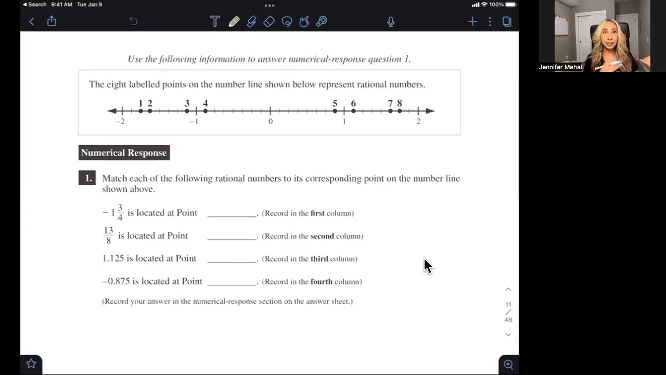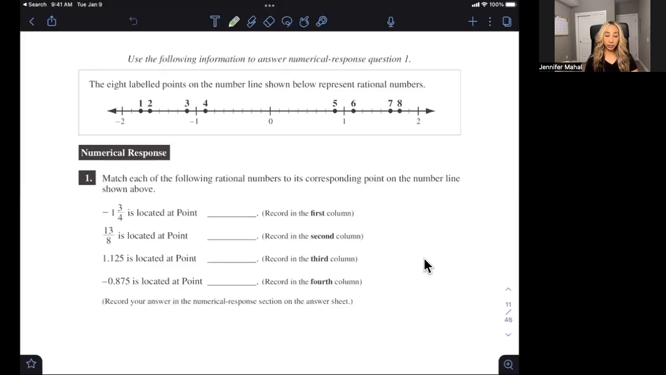The reason for that is before 2019, there was only one math PAT. And then in 2019 is when they brought in the two, the mental math and the non-mental math portion. But let's go ahead and go through this one here. What we need to do is decide where these numbers are going to fall on this number line. So it's going back to really the rational numbers unit.